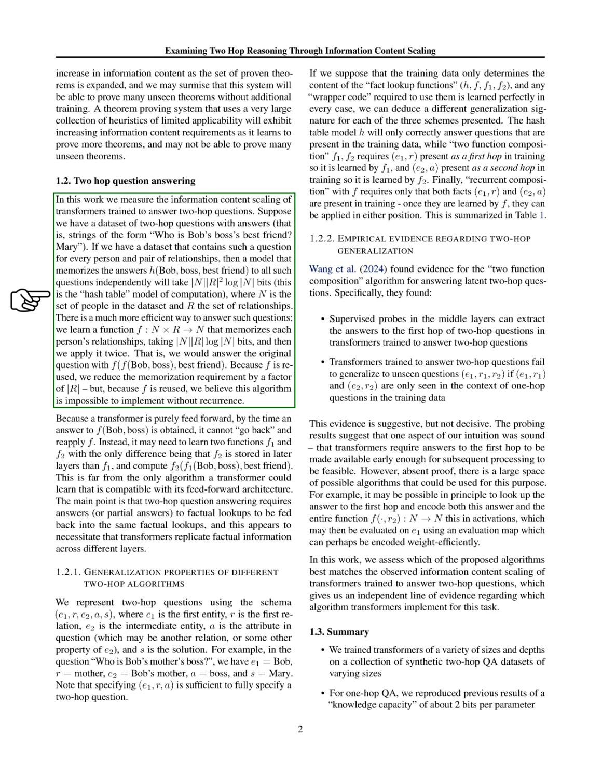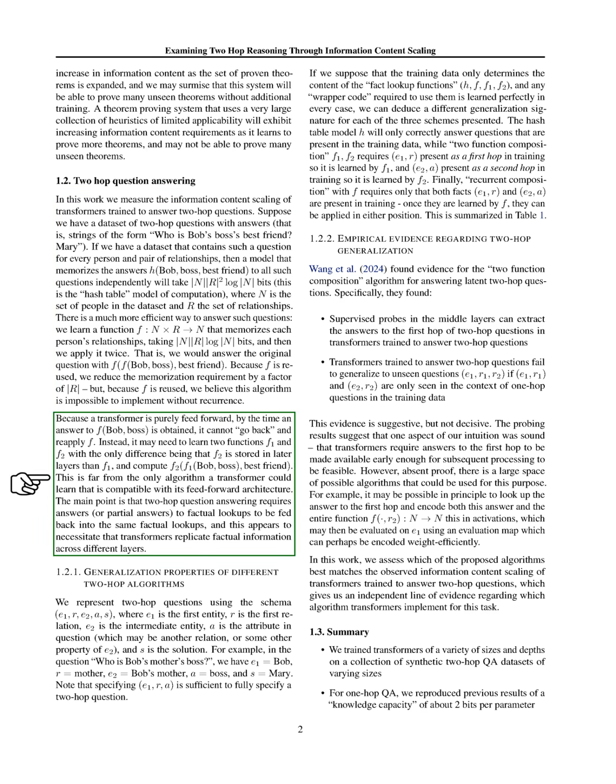This method, however, relies on recurrence, which transformers cannot implement due to their feed-forward nature. Instead, they may need to learn 2 separate functions, with one stored in later layers than the other, to compute the answer. The key takeaway is that 2-hop question answering necessitates feeding answers back into the same factual lookups, which seems to require transformers to replicate factual information across different layers.